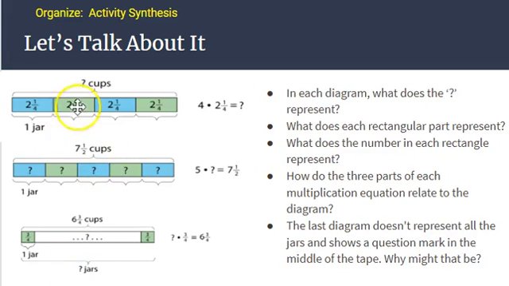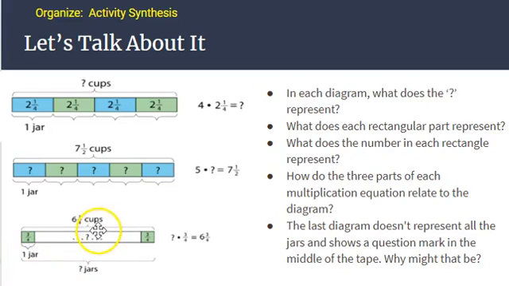Here's some other ways to look at them. These are much better drawings than what I did. So here, this is that first one, right? Where we knew we had 4 jars. There was 2 1/4 in each of the jars, and we knew we needed the total. This is a pretty straightforward multiplication problem. Here, we knew that we had 7 1/2 cups total. We knew that there were 5 jars, and we need to find out how much was in each of those jars.